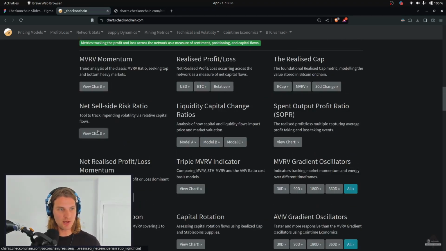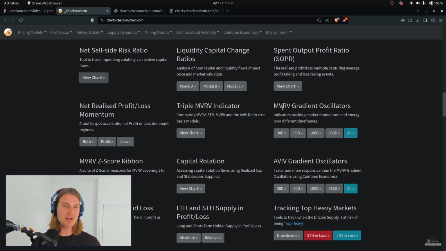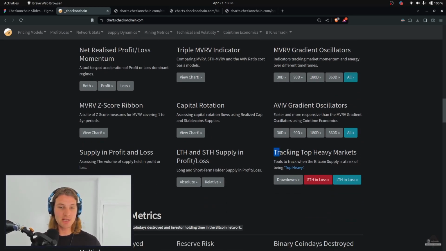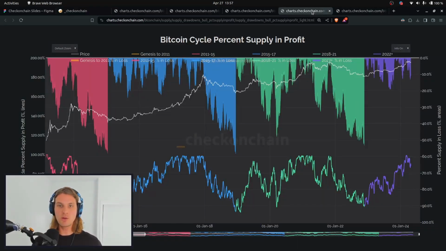And there was one more. I want to look at sell side risk ratio. And you can either look at the MVRV or the AVIV. I'm just going to stick with this one here because it's probably got the most. And in terms of things I check every morning, having since built that report from the other day on top heavy markets, I will look at these, well, maybe not so much long-term holders, but certainly short-term holders in loss and the drawdowns, which is really looking at, are we top heavy? So for those who didn't check out the report, I strongly recommend going and checking it out. Is the Bitcoin market top heavy in our Substack?